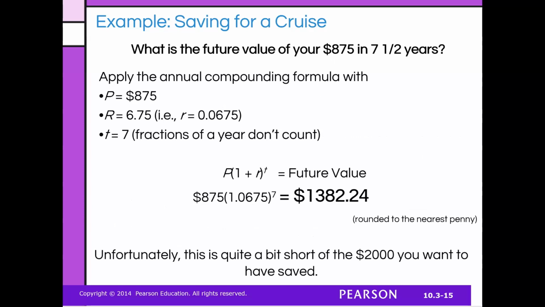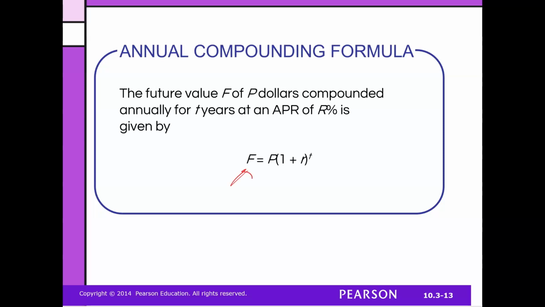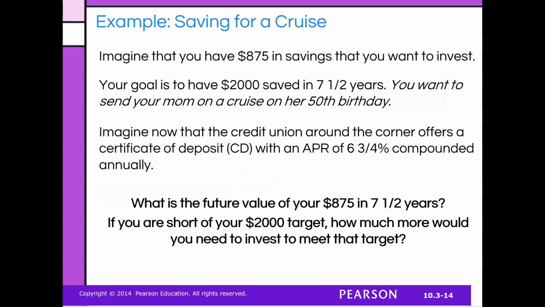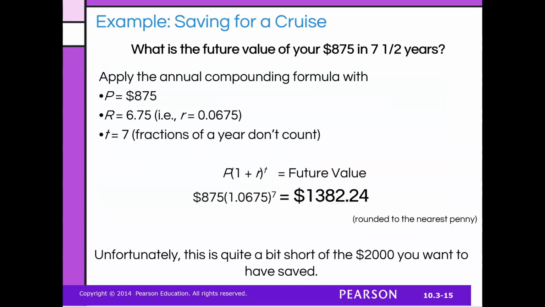So we're using this formula here, future value. P stands for what we're putting in, T is our time, and R is our APR. All right, so let's take a peek. We're saving for that cruise. So we're putting in 875. Our APR is 6.75%. Remember that we want to put that into a decimal.